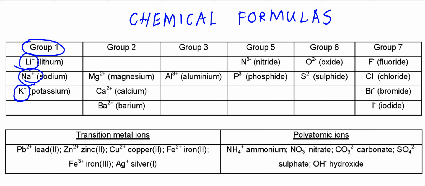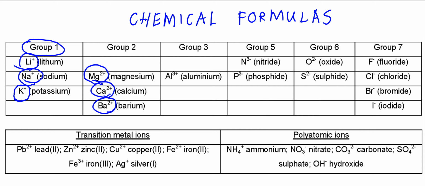Group 2 metals will all have a charge of +2 because they have 2 valence electrons. They give up the 2 valence electrons, so they have 2 fewer electrons. 2 fewer electrons is equivalent to 2 more positive charges, so they all have a charge of +2. So magnesium is Mg2+, calcium is Ca2+, and barium is Ba2+.